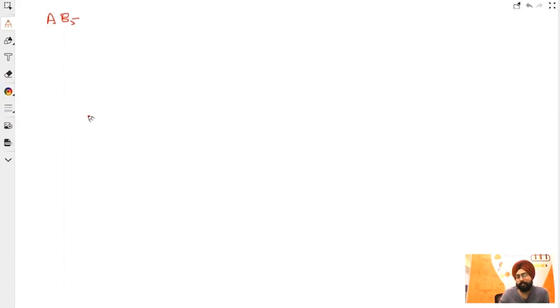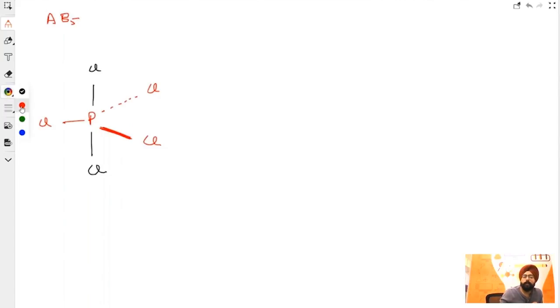Okay, AB5. We'll think about a structure that is PCl5. So what happens in PCl5 is, I'll try to draw some 3D type of a thing over here. Okay, and then this. This particular structure. Can anyone tell me what this structure is? So you know what's happening over here.